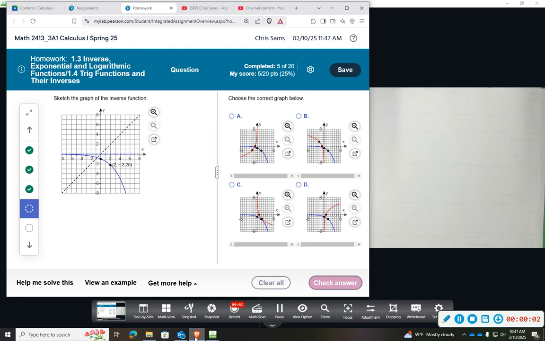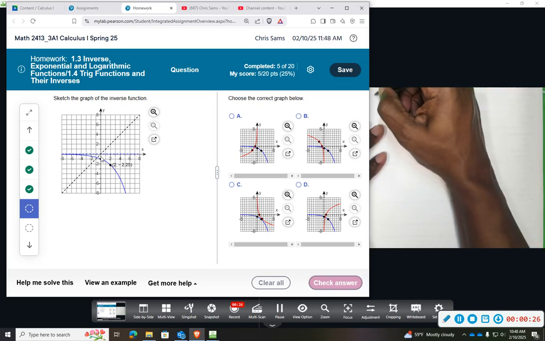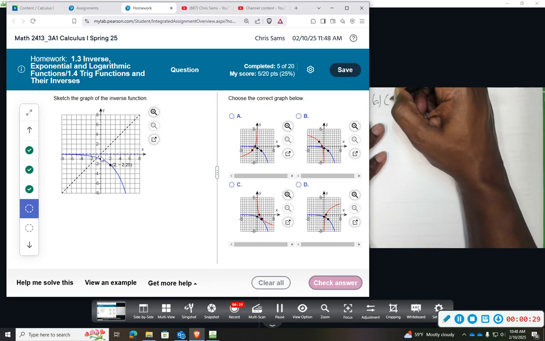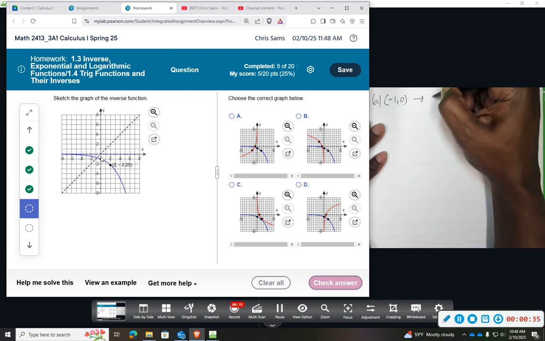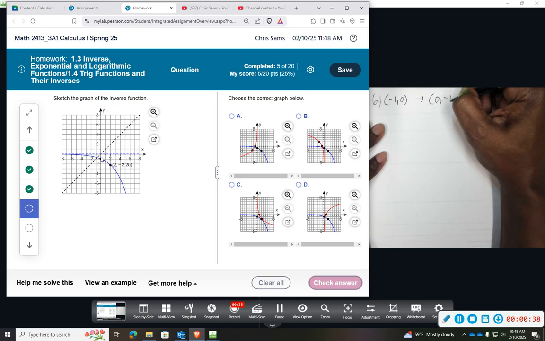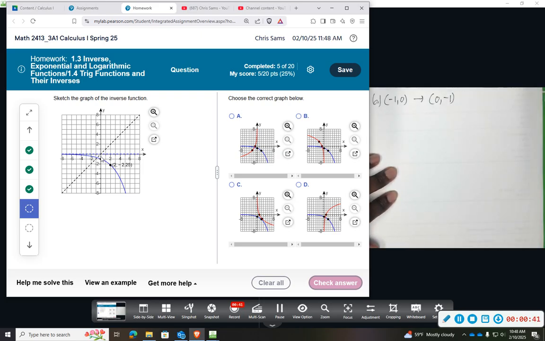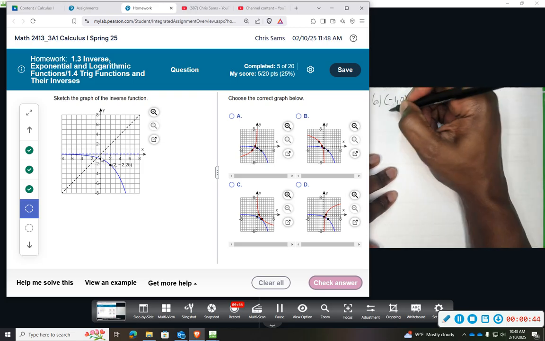All right, number 6. We want to sketch the graph of the inverse, and the best way to do that is we're going to look at the ordered pairs that we have, and we're just going to switch positions with x and y. So on the graph given, we have a y-intercept, looks like -1, 0. So we're doing the inverse, looks like we have the ordered pair -1, 0. So the inverse should have the ordered pair 0, -1. And then another point that we have marked is 2 and then -2.25.